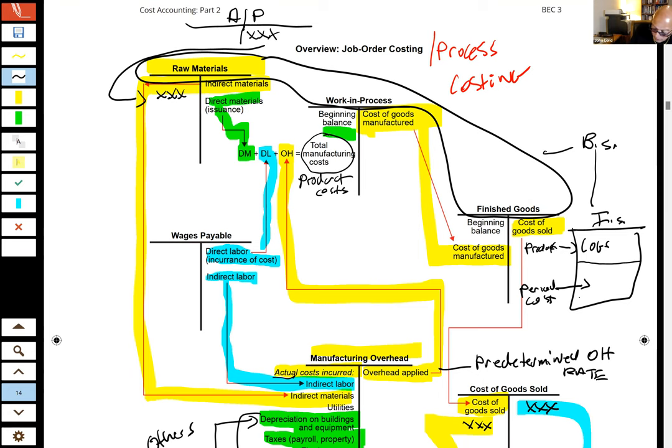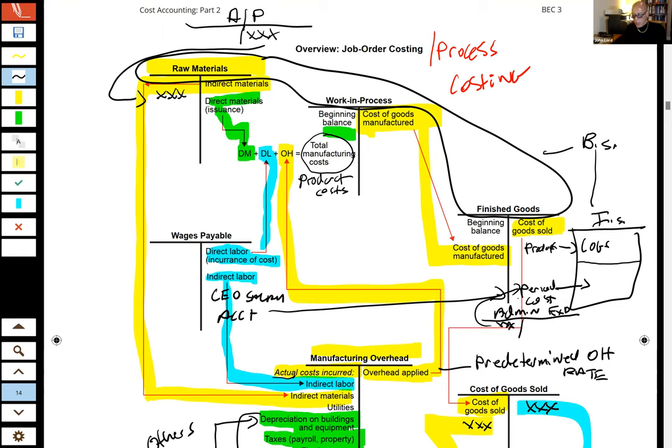So when you have wages payable, if it was the CEO's salary, if it was accounting, right? That's going to go straight from the wages payable, and the debit would be to what? I guess I should write that. Admin expense, whatever. Selling and administrative expenses. And then, of course, it would show up as a period cost on the income statement. Good. Okay. Question.